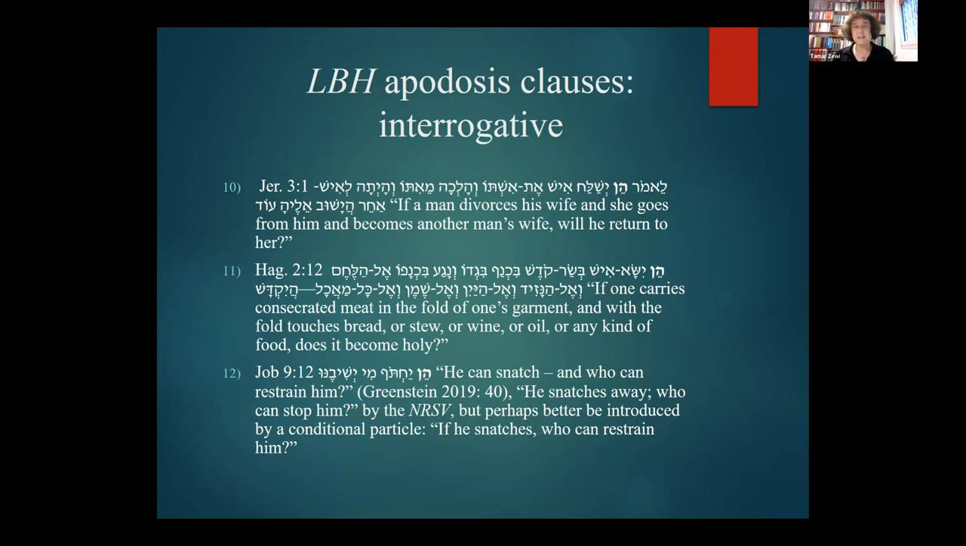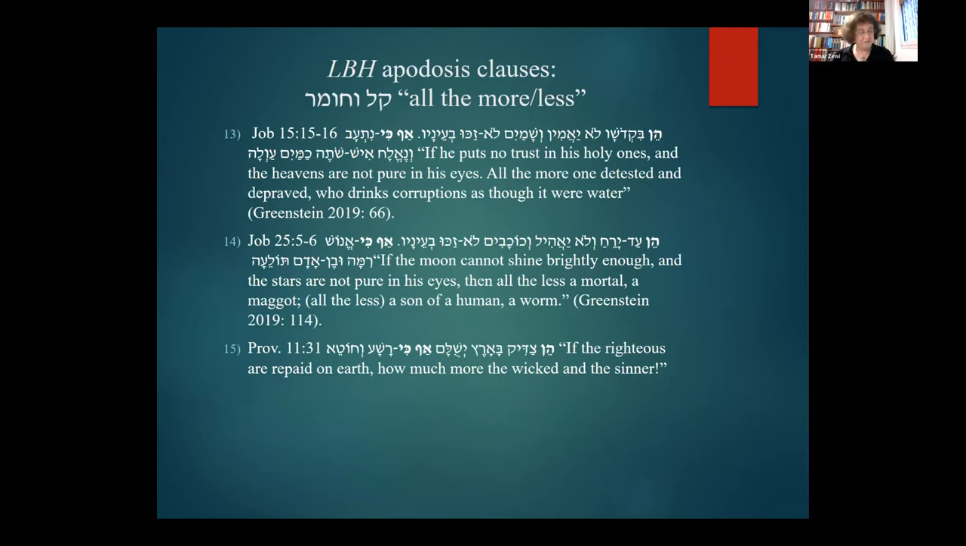Kal v'chomer, all the more or all the less clauses introduced by af ki, how much more or less, serving as apodosis clauses are the following. Thirteen, Job 15:15-16, הן בקדושיו לא יאמין, ושמים לא זכו בעיניו, אף כי נתעב ונאלח איש שותה כמים עולה. If he puts no trust in his holy ones, and the heavens are not pure in his eyes, all the more one detested and depraved, who drinks corruption as though it were water.